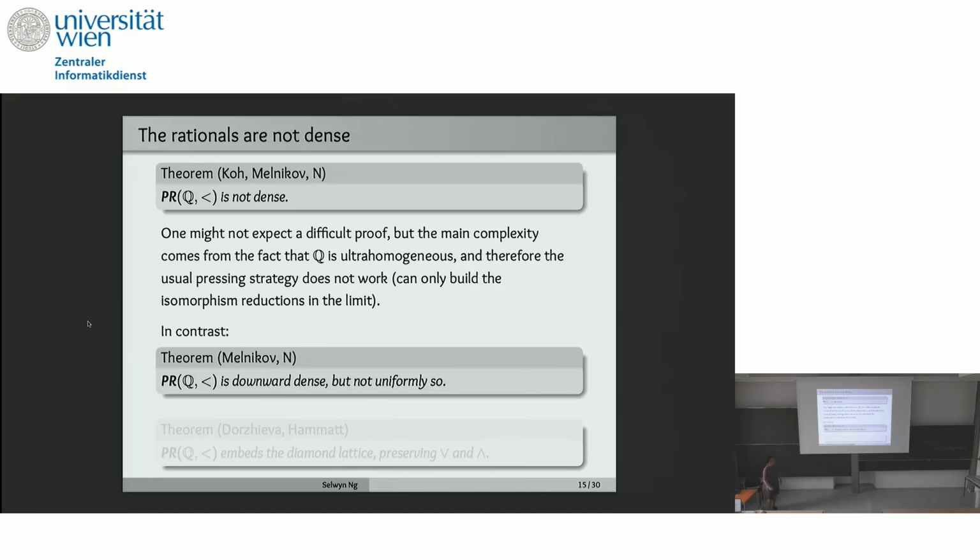But in contrast, if you look at the rationals, despite it not being dense, the degree structure is nevertheless downward dense, in the sense that given any copy of the rationals, there is something below it. There's a second copy which is strictly slower than it. But the proof is not uniform. If I give you a copy of the rationals, you can build a strictly slower one, but you cannot do it uniformly. And there are different facts now known about the rationals, that it embeds the diamond lattice, and so on and so forth.